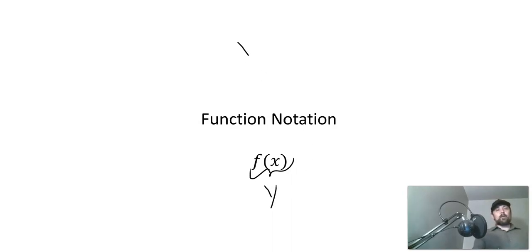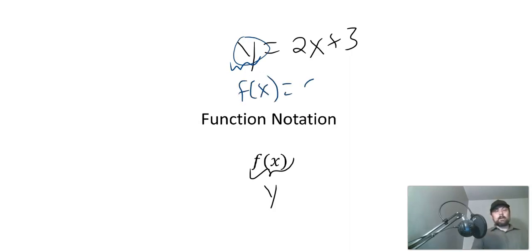So if you have an equation that is a function, like let's say this, y equals 2x plus 3. That's a function, right? I can replace the y variable with f of x. And now I can write it like this: f of x equals 2x plus 3. Now you might say, why on earth would you want to take a simple thing like the y variable and replace it with this horrible looking thing, f of x?